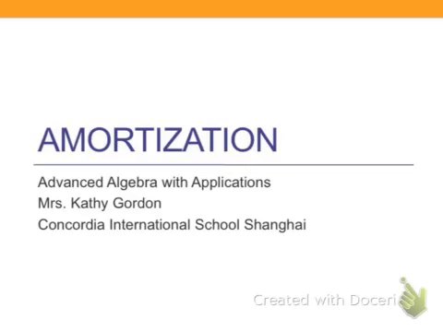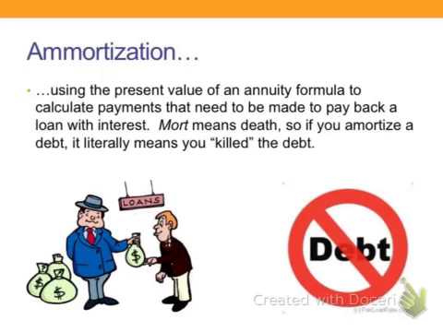Today's lesson is a continuation of our last lesson on present value of an annuity, and it's a specific example of that called amortization. Amortization is using the present value of an annuity formula to calculate the payments that need to be made in order to pay back a loan along with the interest that would accumulate.